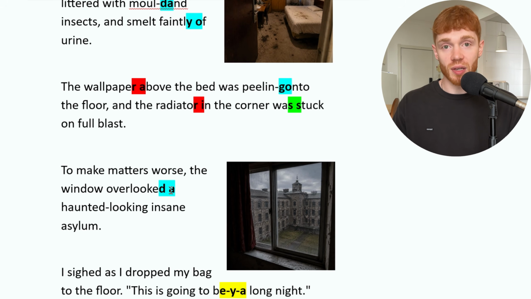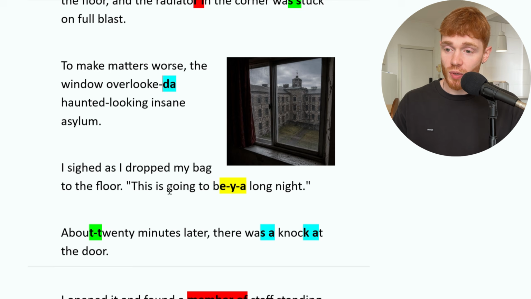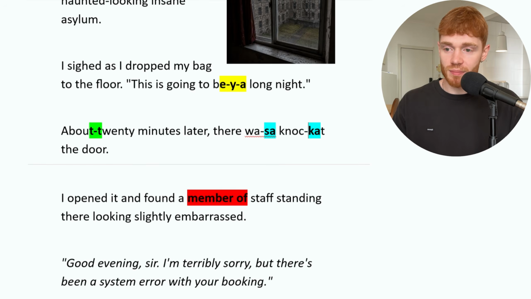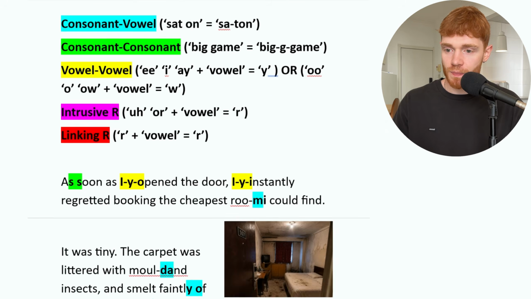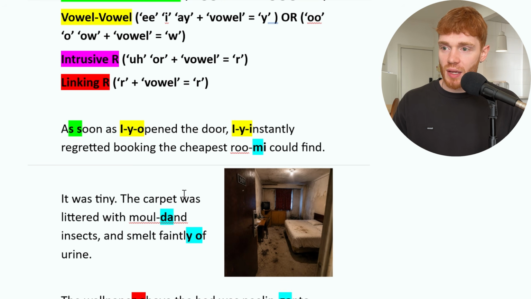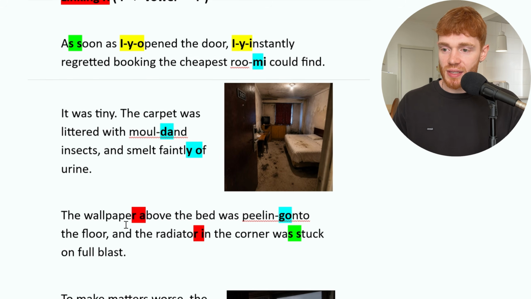Overlooked her. So this vowel takes the consonant off of the first word. Was a knock at the door. Okay, very easy. You see these everywhere. Right, so it was tiny, molten, smelt faintly of, consonant vowel. And the next one we're going to look at is this red one.